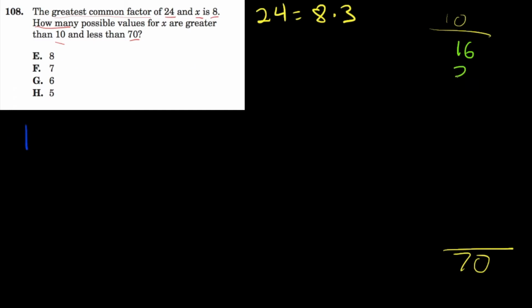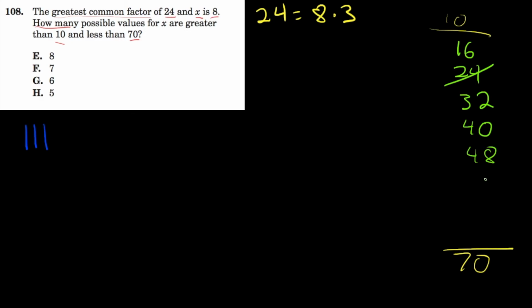Next is 24. We know that's not going to work because the GCF between 24 and 24 is 24. Next is 32. 32 is 8 times 4. 3 and 4 don't have anything in common. There's another one in the win. 40. 40 is 8 times 5. 3 and 5, no relation. Another one. Don't get too excited.